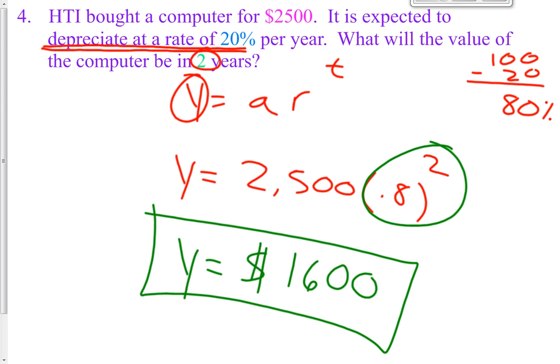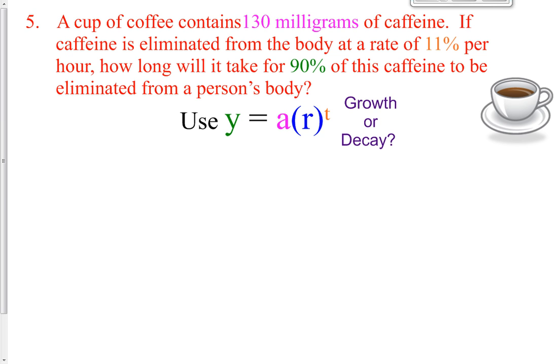There's number 4. Looking at number 5, a cup of coffee contains 130 milligrams of caffeine. If the caffeine is eliminated from the body at a rate of 11% per hour, how long will it take for 90% of the caffeine to be eliminated from the person's body? So once again, it's going to be an exponential decay problem because the amount of caffeine is decreasing. So we're still going to use y equals A R raised to the t.